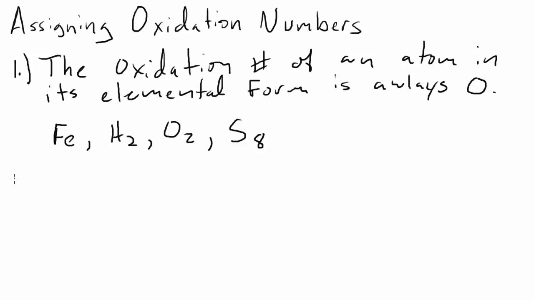Let's look at the second rule. The second rule is that the oxidation number of a monatomic ion is the charge of the ion.